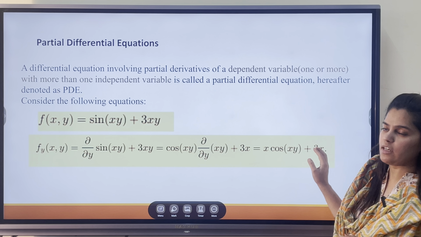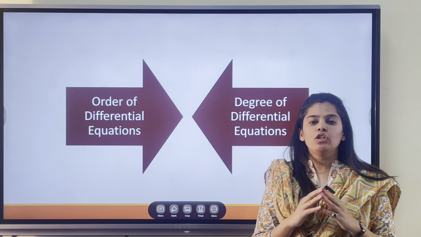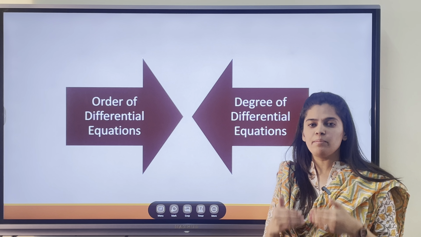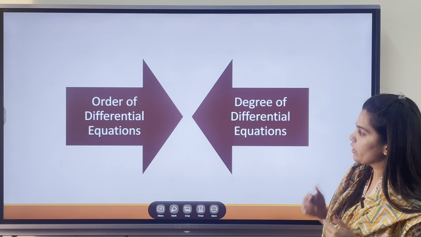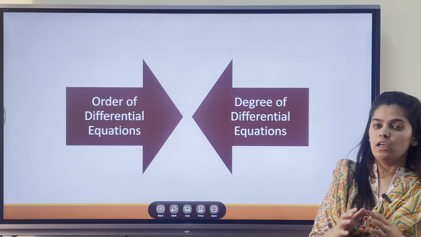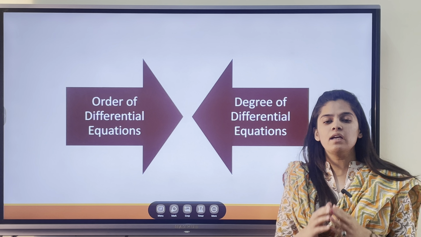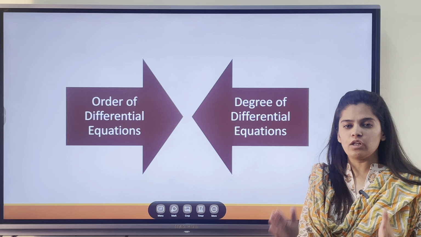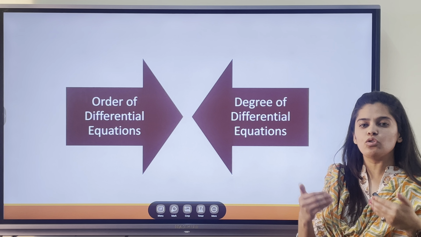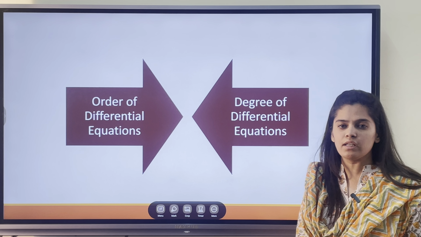So the variable x is treated as a constant in the case of a partial differential equation. Next, we talk about the order and the degree of a differential equation. The order of a differential equation is the number of times a variable is differentiated with respect to the independent variable. The highest power of that particular derivative is known as the degree of a given differential equation.